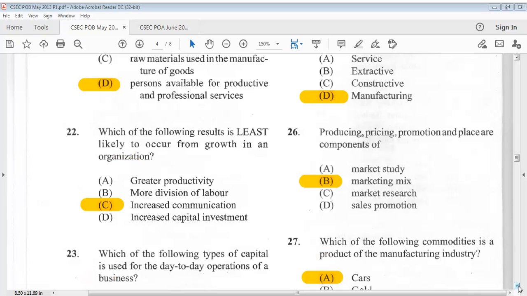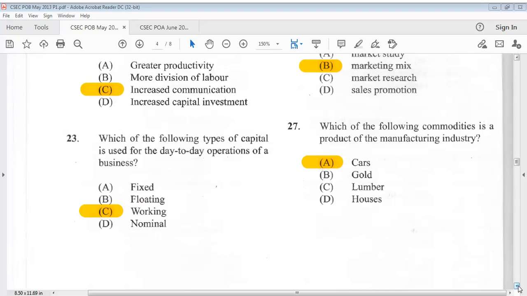26 says, product, pricing, promotion, and place are components of, we know that's the 4 P's, components of marketing mix. B. 27 says, which of the following commodities is a product of the manufacturing industry? We have A, cars, B, gold, C, lumber, or D, houses. We know it is cars.